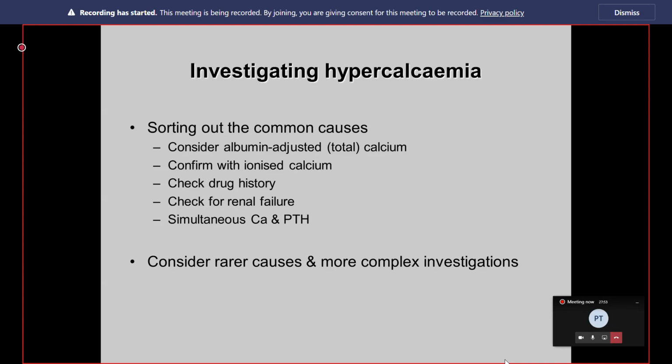Drug history is important in the investigation of hypercalcemia because there are a few drugs which cause significant changes to calcium metabolism. Renal function is important, and then, as I mentioned, measure calcium and PTH at the same time, and then interpret the results. The common causes can be sorted out in most cases, but the rare causes might need more complex investigations.